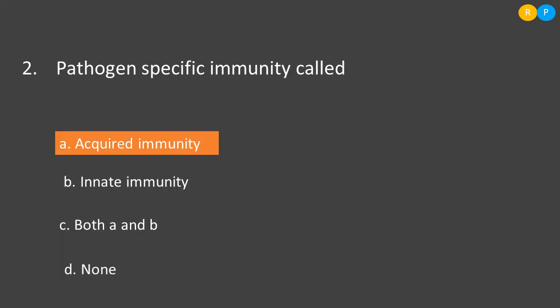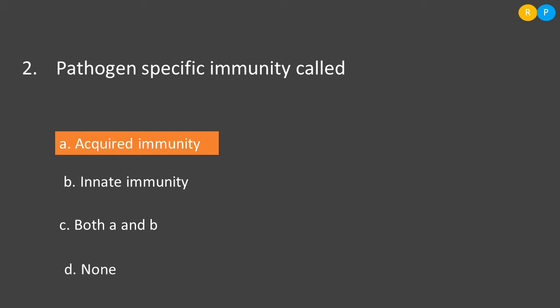Then the second question: pathogen specific immunity is called. Pathogen specific immunity is actually called acquired immunity, because this type of immunity is not present in our body since birth. Clear? It is acquired during the lifetime of an individual when he gets exposed to different kinds of pathogens. So acquired immunity is always pathogen specific. That means only particular kinds of pathogens are destroyed by our immune system. It will always work based on memory. So the correct answer is option A.